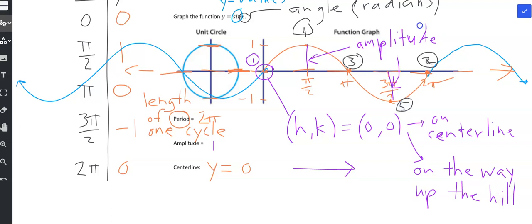Those are my 5 points that I like to graph on a sine wave. When we get to cosine, I'll have 5 different points and I'll show you why I graph them differently.